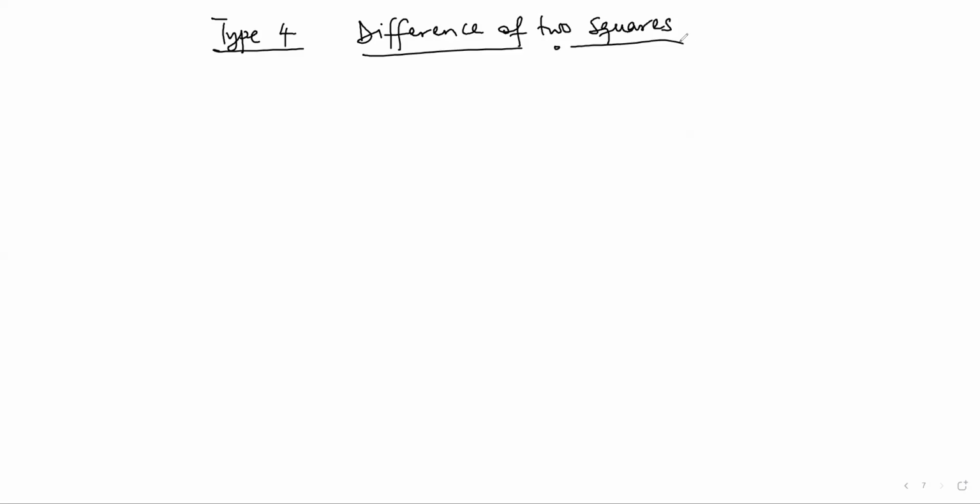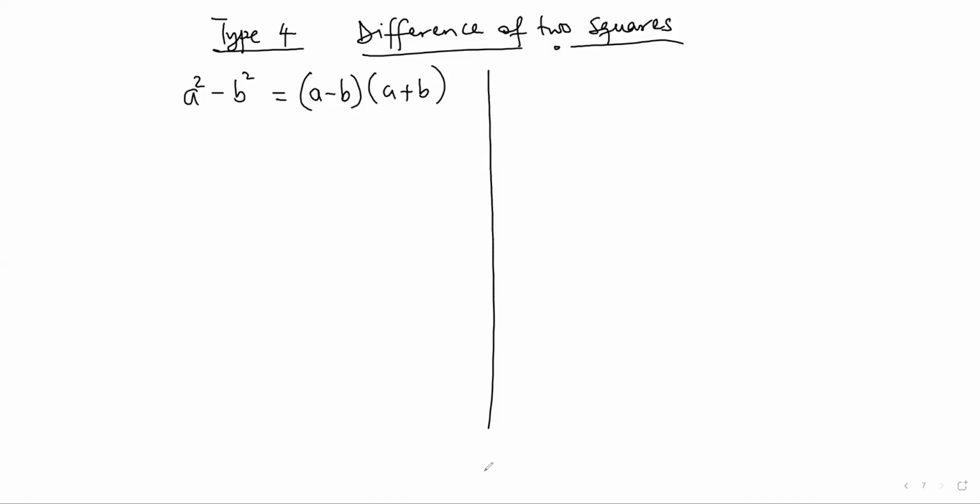The difference of two squares is of the form a squared minus b squared. Anytime you have a squared minus b squared, it can be factorized as (a minus b)(a plus b). So one is minus, the other is plus. So if I have x squared minus 2 squared, this is the same as (x minus 2)(x plus 2). Okay. So when you have a square on each of them, one will be minus and the other will become plus.